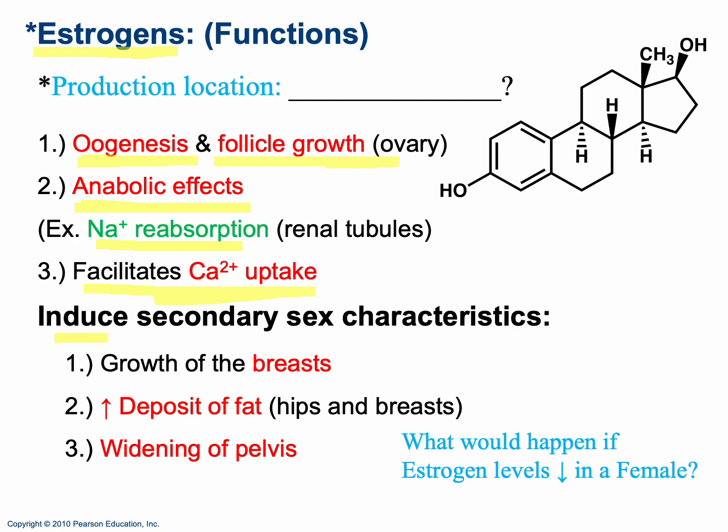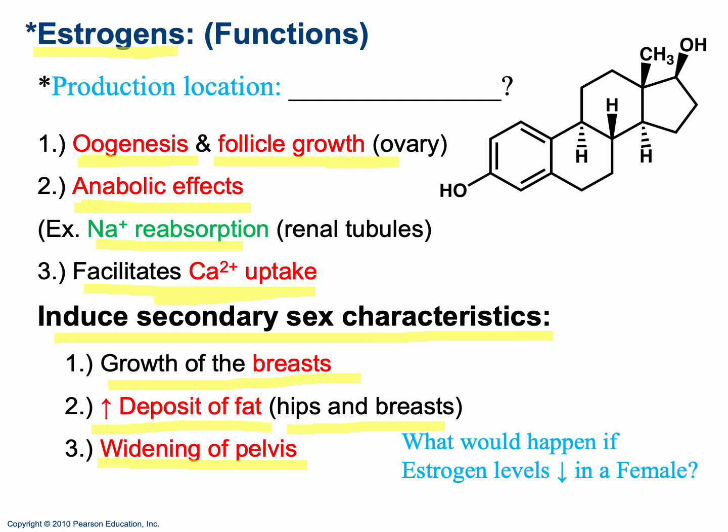Estrogen is also important in the female for production of her secondary sex characteristics, the growth of her breasts, the increased deposit of fat around the hips and breasts, which is important for birthing a child, and widening of the pelvis, which is very critical too, of course, for overall birth of the child. So all very important characteristics of estrogen.